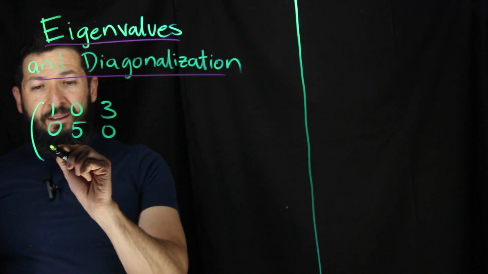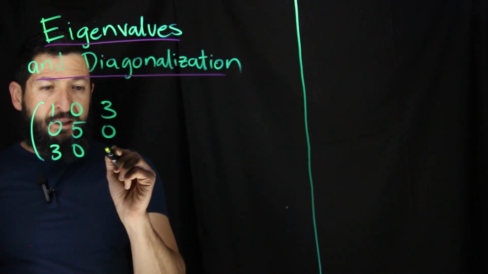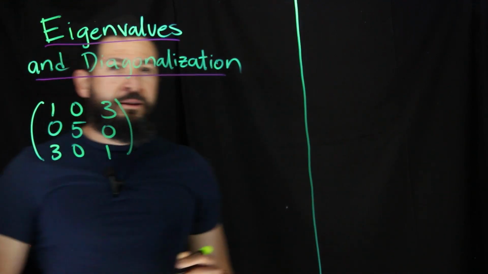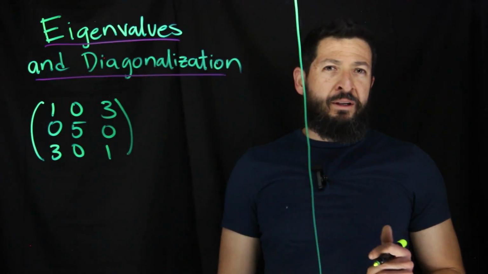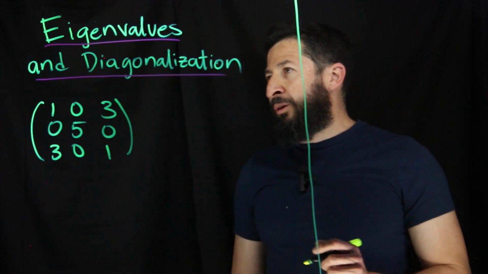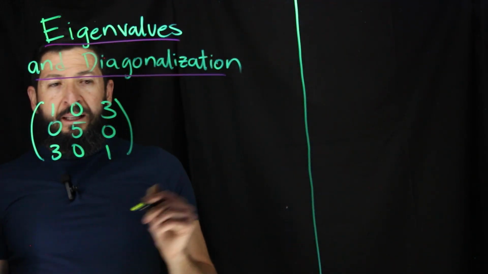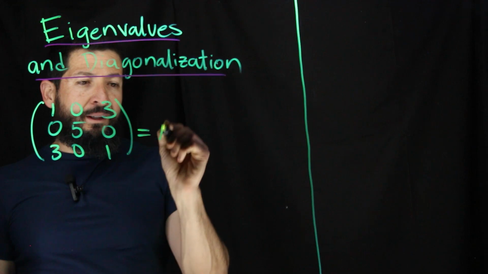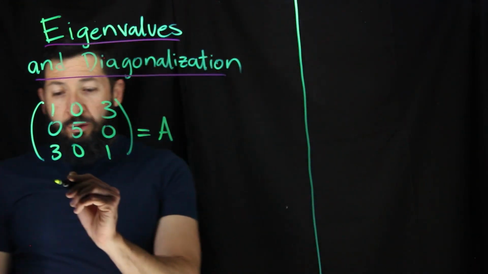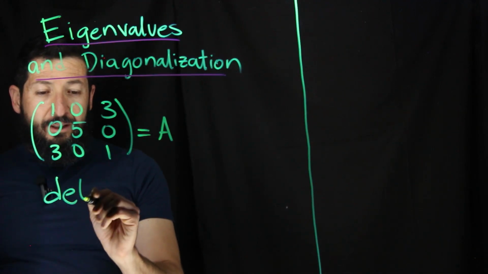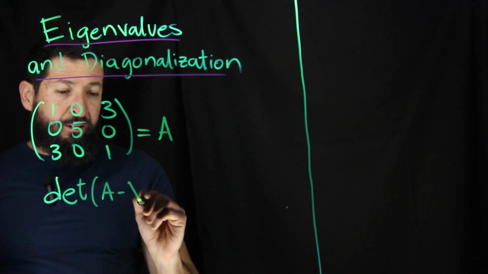Let's do a still very easy one, because this matrix is going to be symmetric, so it satisfies even better conditions. So let's call that matrix A, and let's say that we want to find the eigenvalues of that matrix A. To do that, what you do is you take the determinant of A minus lambda I.